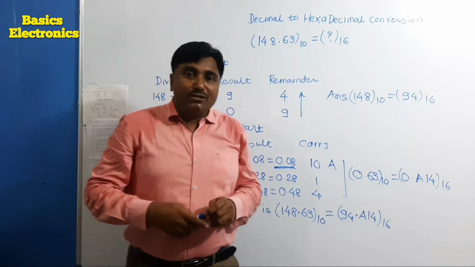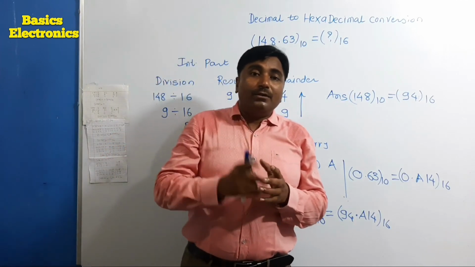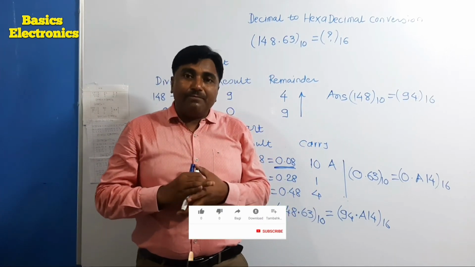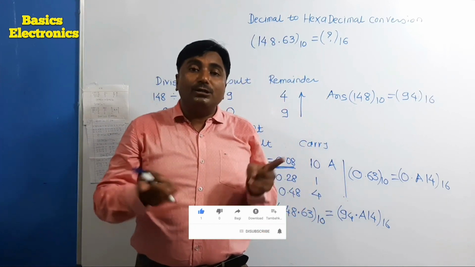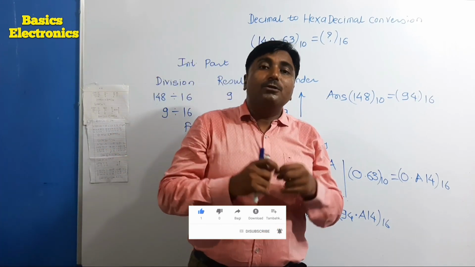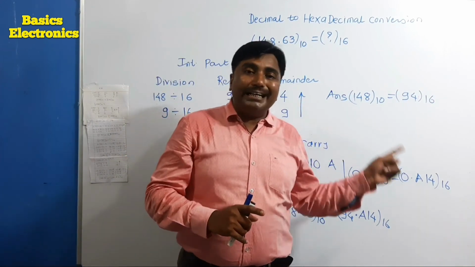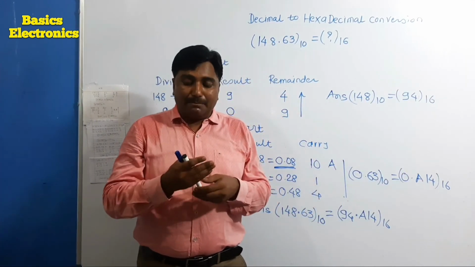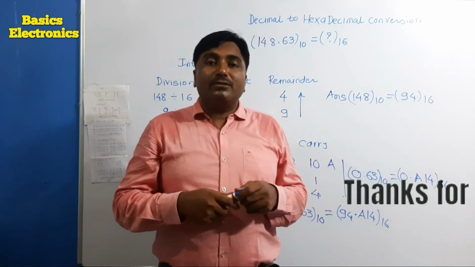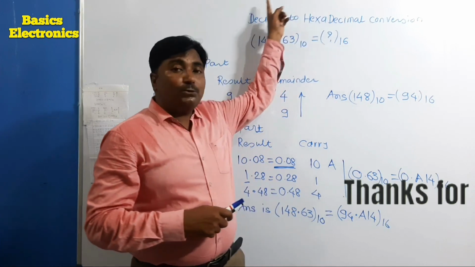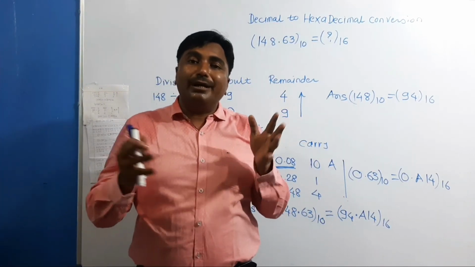Okay, I think these 3-4 examples are sufficient. Next time we will see the other conversion, but for that you have to solve some more examples. Take your own example and go through it step by step. If these examples are not sufficient for you, next time we will see the hexadecimal to decimal conversion, and that is also easy.